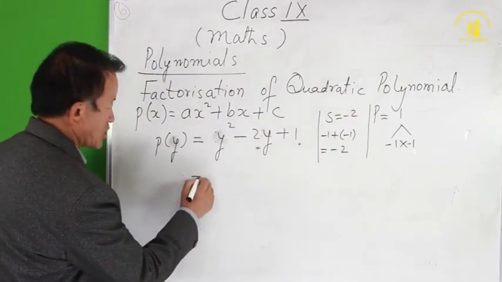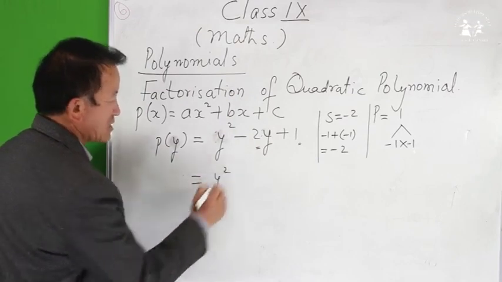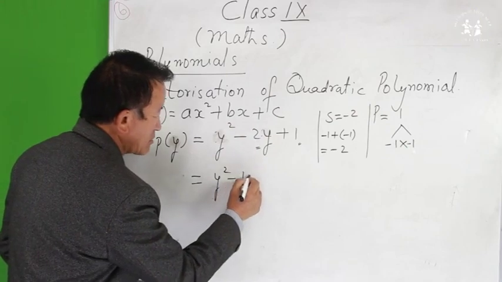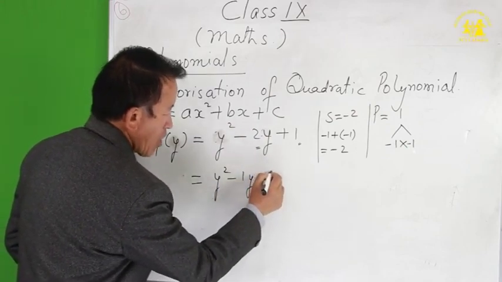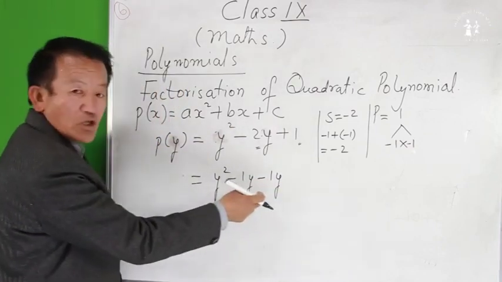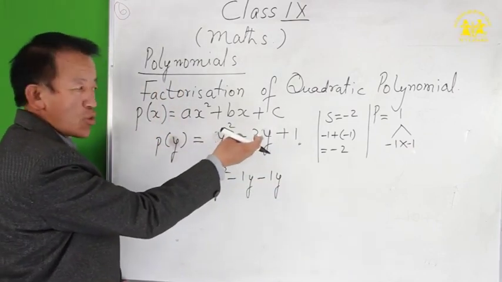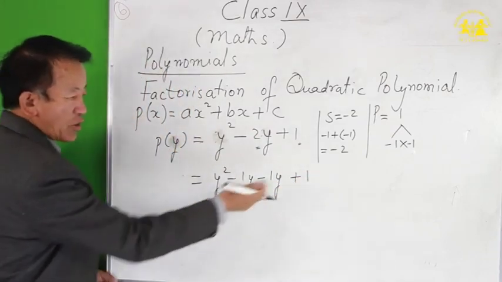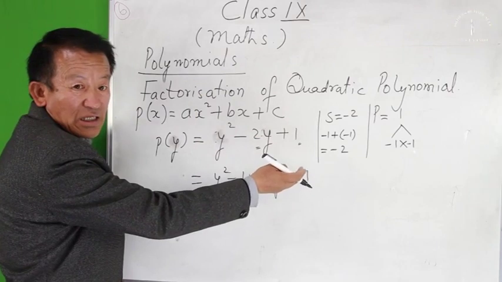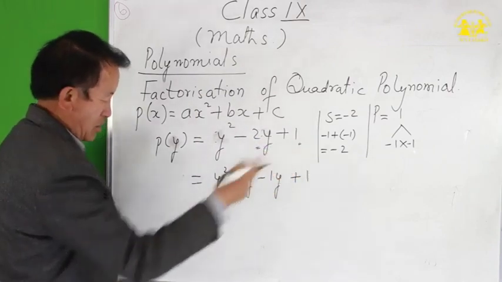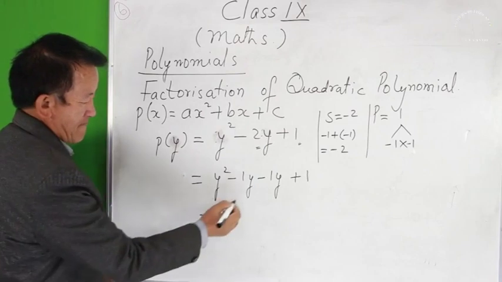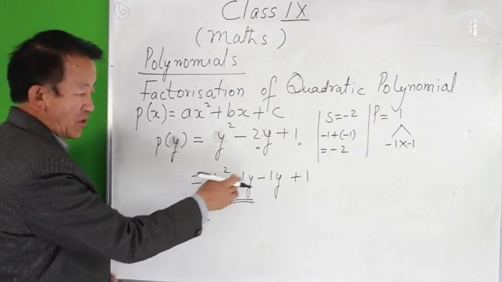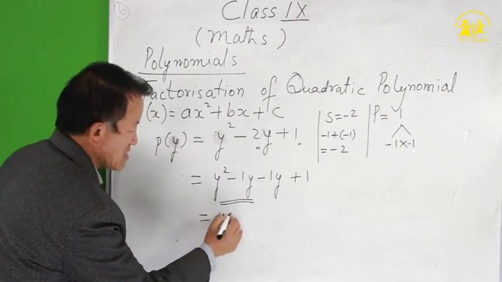So what we shall do is y squared. Instead of minus 2y, you will write minus 1y minus 1y. If we add these two numbers, it will be same as minus 2y. Plus 1 is equal to minus 1 into minus 1. Okay, now let's try to take out the common factor of these two terms. The common factor is y.